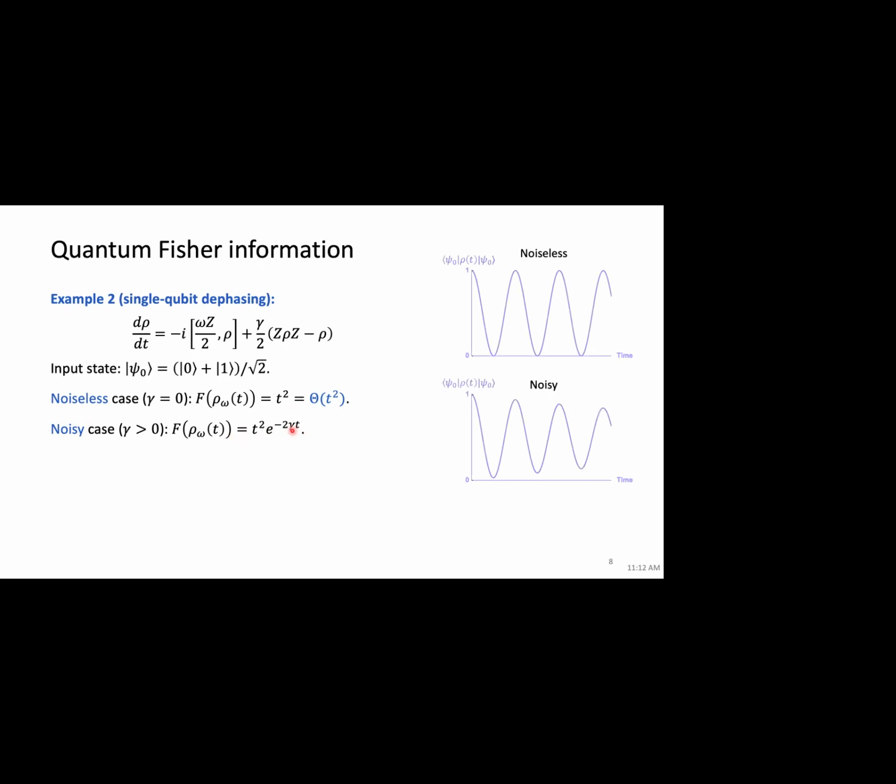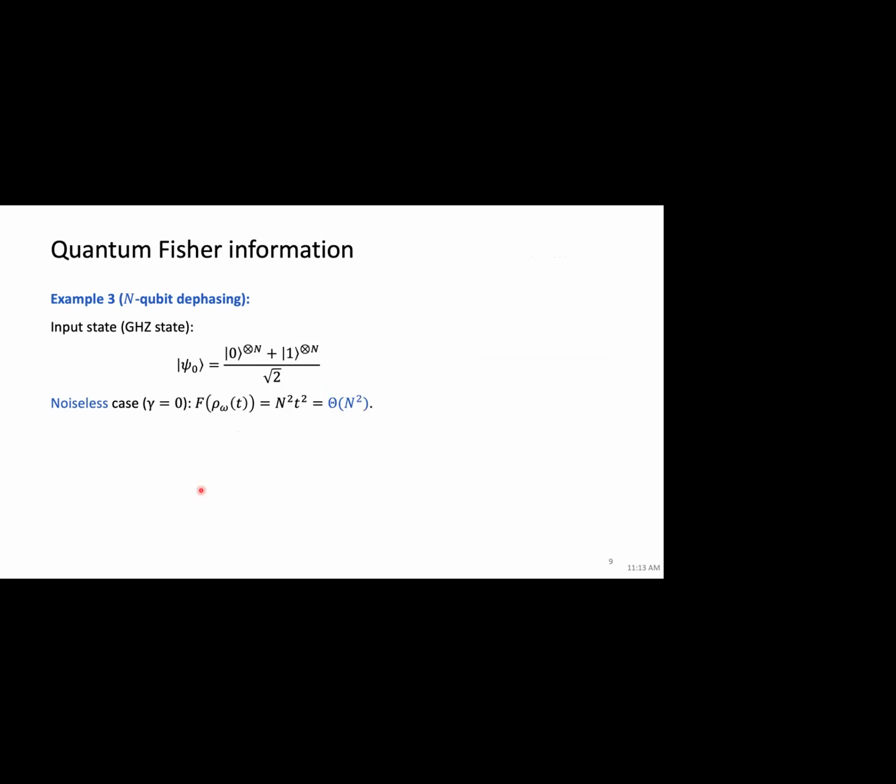So we can plot this rho t projected onto the initial state, and we can see that in the noiseless case, the curve is going to oscillate with some frequency proportional to omega. But in the noisy case, instead of only having this oscillation, we also have an exponentially decaying envelope. That explains why we have this exponentially decaying term in the Fisher information. And in that case, the optimal strategy is to measure and renew the qubit every constant time. So in the end, we can only get Fisher information proportional to t.